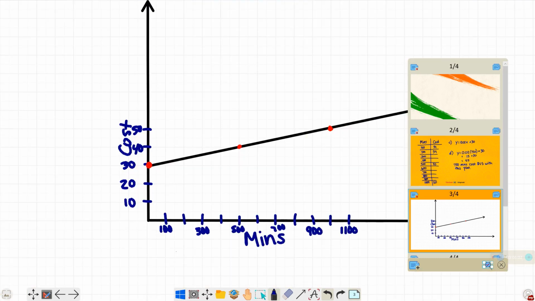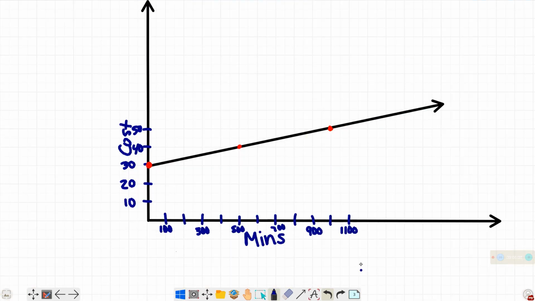Looking at our graph, if we were to put the point 750 and 45, we could see that it is on the line. It is exactly where it's supposed to be.